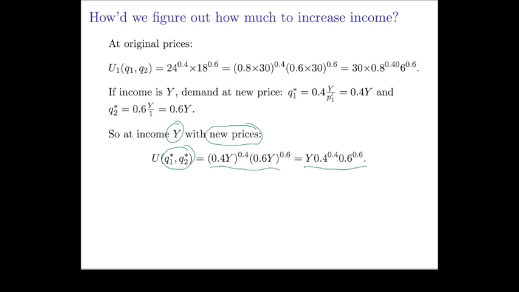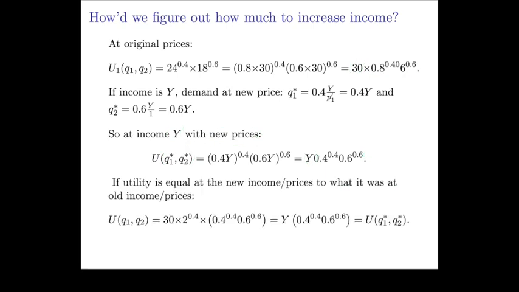Now what we want to do is find the Y such that they're indifferent, they're on the same indifference curve at the new prices with income Y and at the old prices at their original income of 30. So that's what we're going to do. We're going to say they have the same utility at the new income and prices as what they had at the old income and prices. So this is the utility at the old income and prices. This is the utility at the new income and prices.